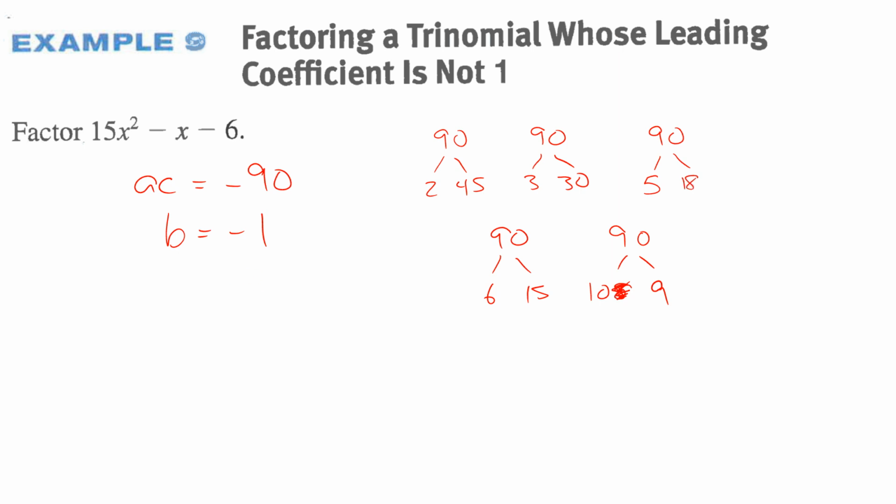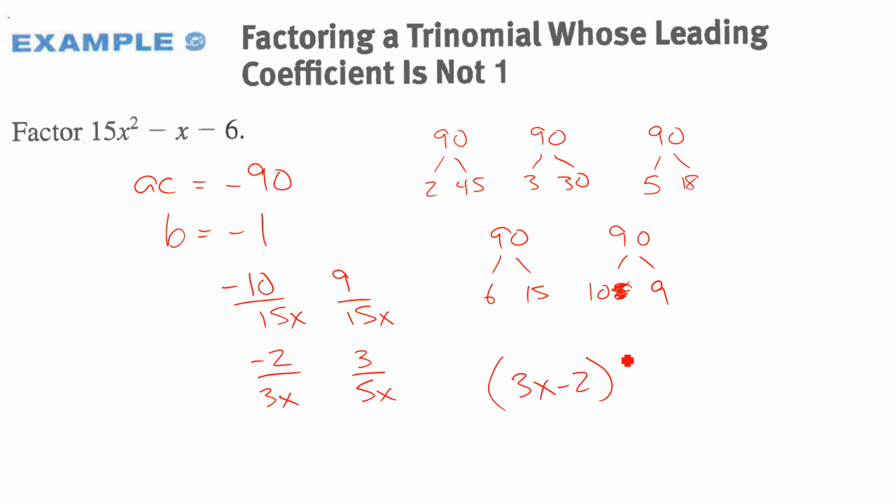So on this one, we would need to have negative 10 and positive 9. And let's put 15 underneath it. Okay, does this reduce? Negative 10 and 15, I can put my x's here as a reminder that that's the x term. We could have negative 2 over 3x. And on this, they both divide by 3, so we would have 3 over 5x. So here's our two parentheses, 3x minus 2 and 5x plus 3.